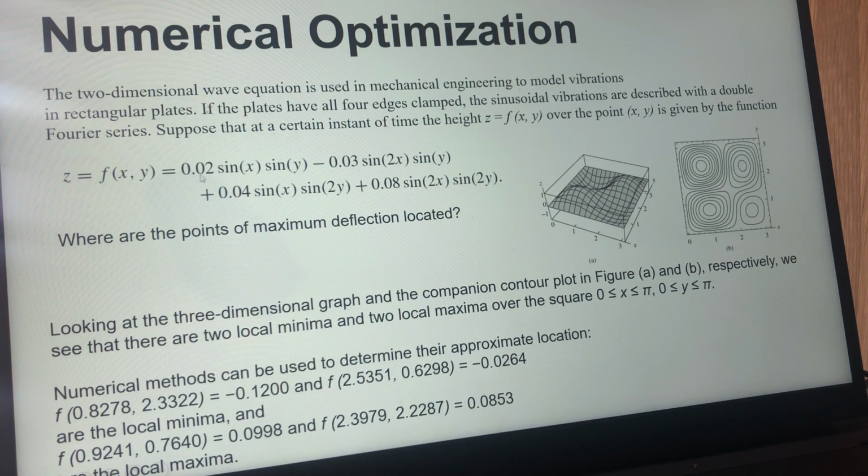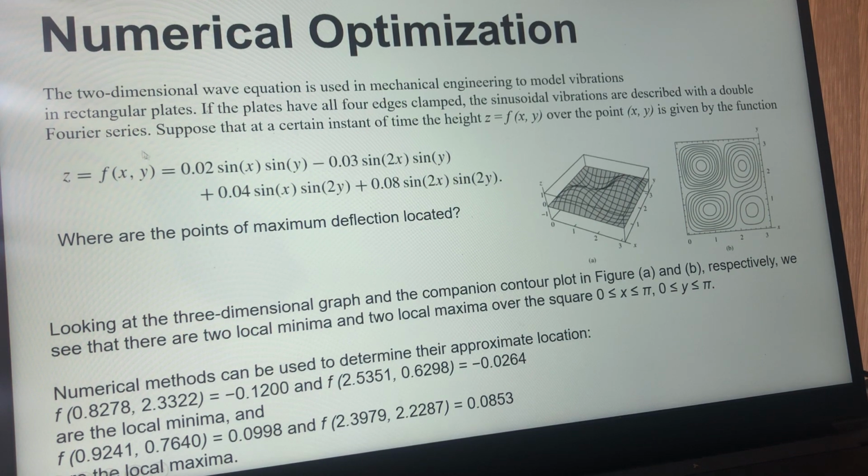In this numerical optimization, I started with an example. Let's see the two-dimensional wave equation. It's generally used in mechanical engineering to model vibrations in rectangular plates like that. And if the plates have all four edges clamped and sinusoidal vibrations are described with a double Fourier series, this is what you will see. And let's say that at a certain instant of time, the height, z equals f of x, y, over the point x, y is given with this z function.